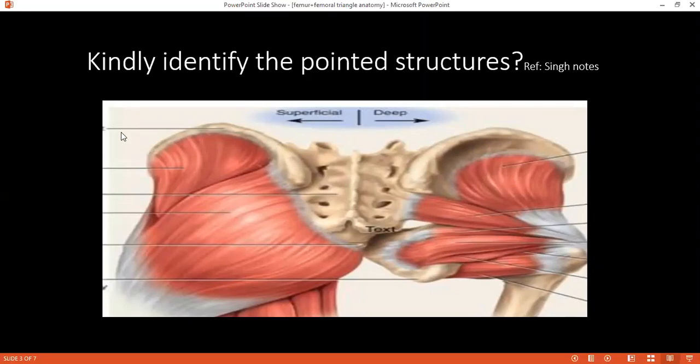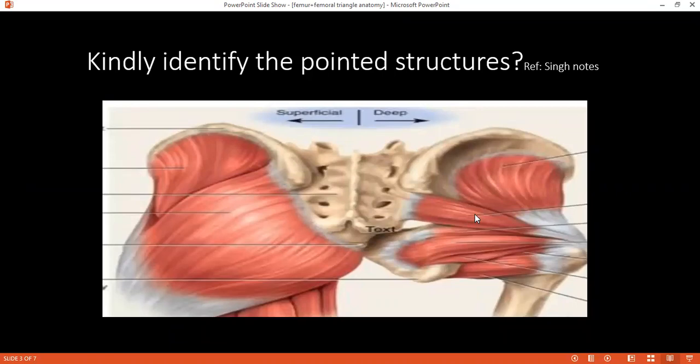If we begin from here, can you identify the structure pointing with the arrow or line? It's iliac crest. Very good. Can you identify this muscle? This is Gluteus Medius. What is the nerve supply of this muscle? So superior gluteal nerve. All right. If you can identify this big muscle. It's Gluteus Maximus.